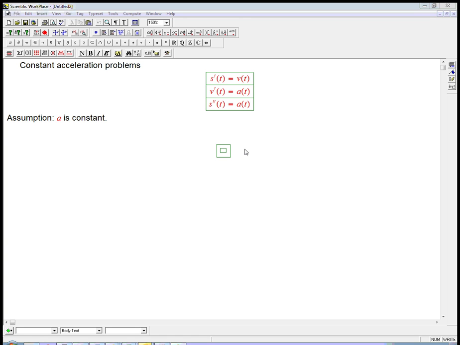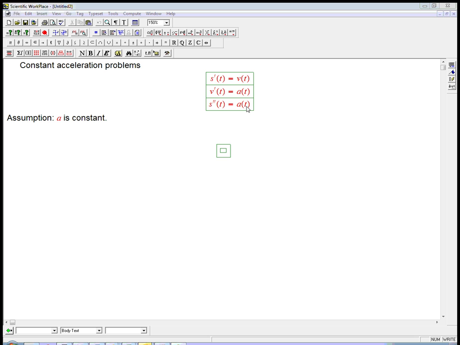Let's talk about constant acceleration problems. This is a little different from how you originally see position, velocity, and acceleration. The basic equations are the same: the derivative of position, which is usually called s, is velocity. The derivative of velocity is acceleration, and therefore we can sort of shortcut that if we want to sometimes. The second derivative of position is acceleration. If you start with position and then go to velocity and then go to acceleration, that's about derivatives.